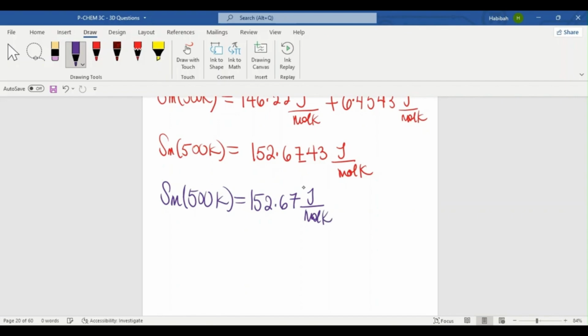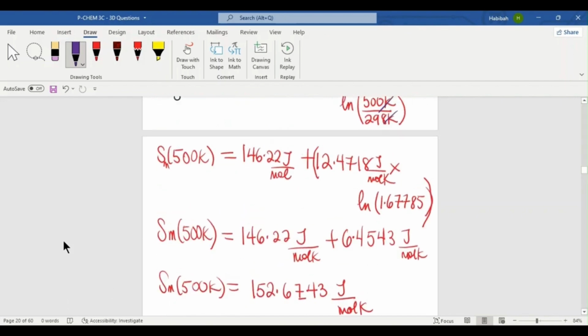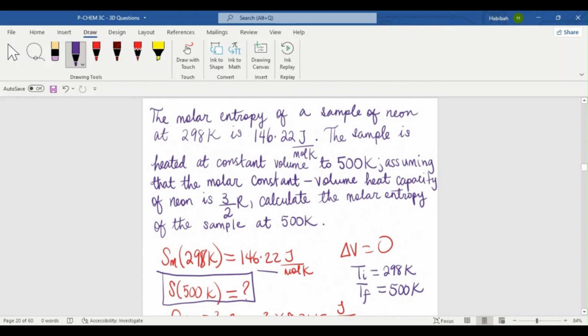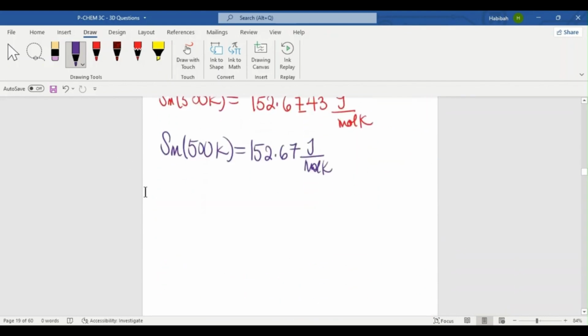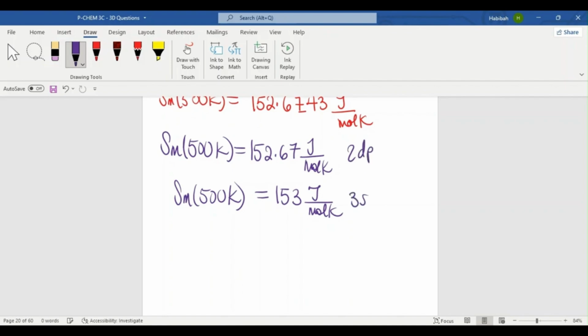I also wanted to mention that it's possible that you could write this in 3 sig figs, because we have 298 Kelvin here in 3 sig figs. In case your professor asks you to solve this in 3 sig figs, the molar entropy at 500 Kelvin is 153 joule per mole Kelvin. So this one is in two decimal places. This one is in three significant figures.